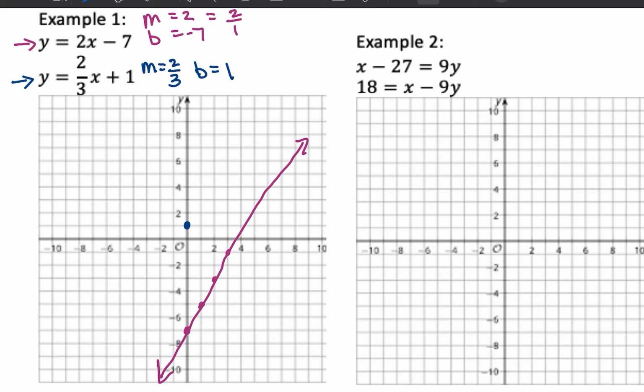So we're going to go up 2 and over 3, up 2 and over 3, up 2 and over 3. And I'm going to go ahead and connect those. And we're going to find that point of intersection.